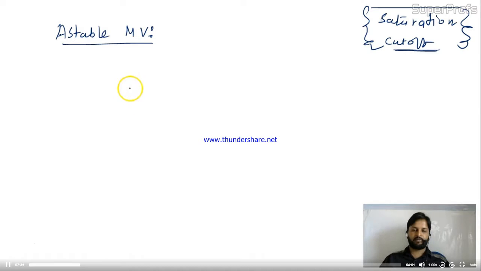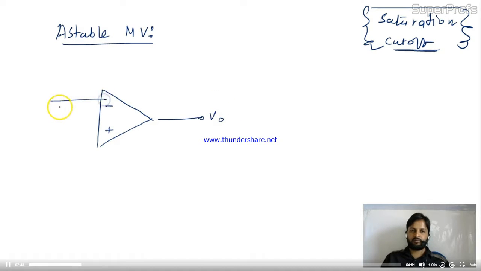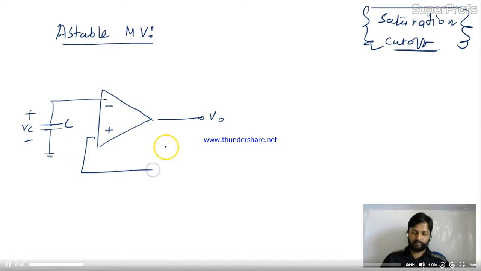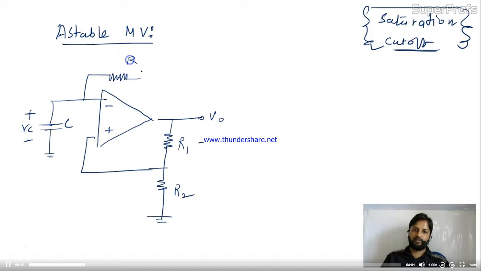Okay, so astable multivibrator, let me draw the circuit over here. It's minus, plus, V0. This is capacitor C. Over here I'm getting R1 and R2 grounded. And here I have R like this. Okay, friends? Now how is it going to work? See, we have this plus 10, minus 10, plus 10, minus 10. This is the positive feedback device.